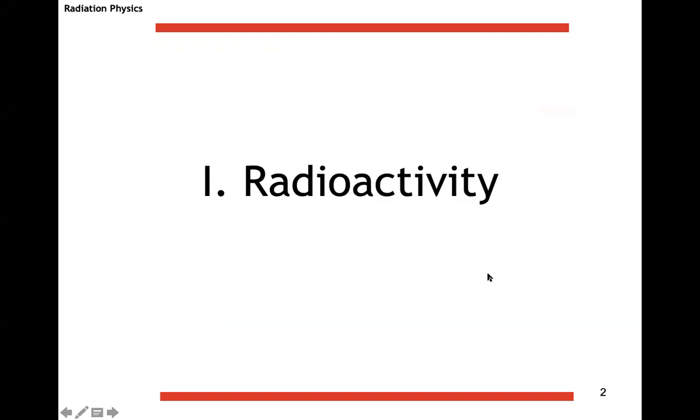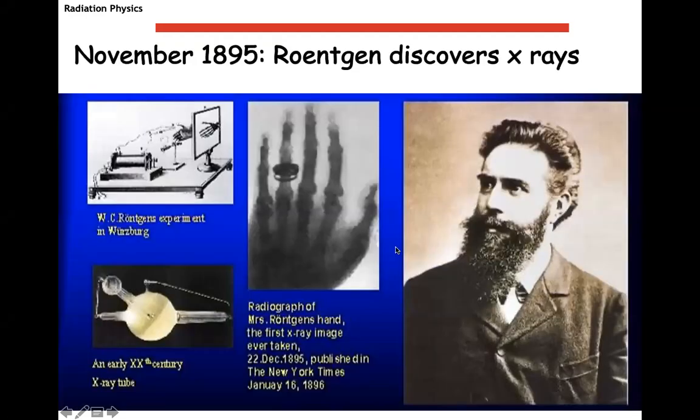Now, let's start with something very simple, just to make sure that we all remember where we are coming from. Let's start with radioactivity. Radioactivity, as you know, comes from a German discoverer. We go back to November 1895, when Röntgen discovers X-rays. That's the device where he found these amazing rays, and this is the famous first X-ray of the hand of the wife of Mr. Röntgen, published in the New York Times on January 16, 1896.